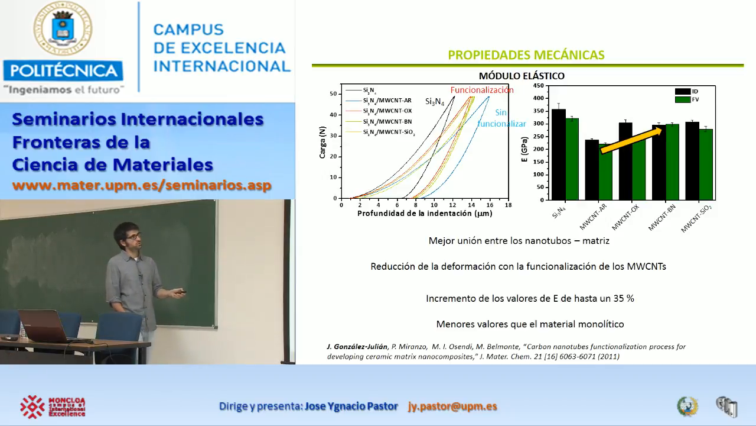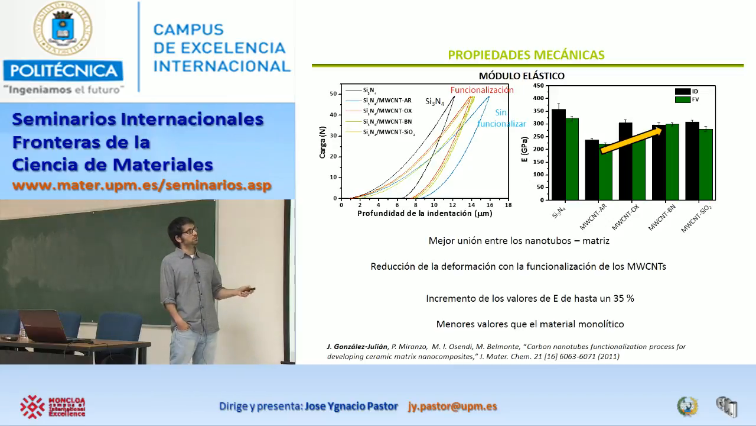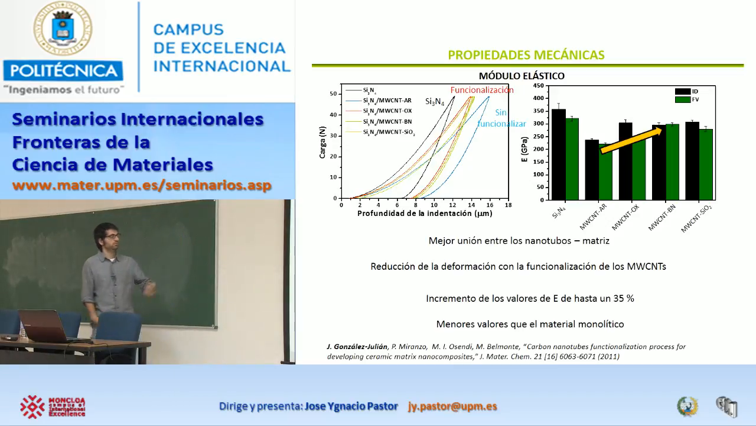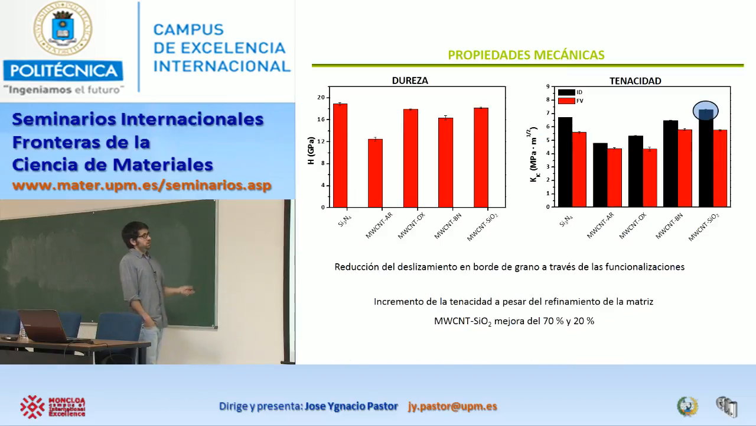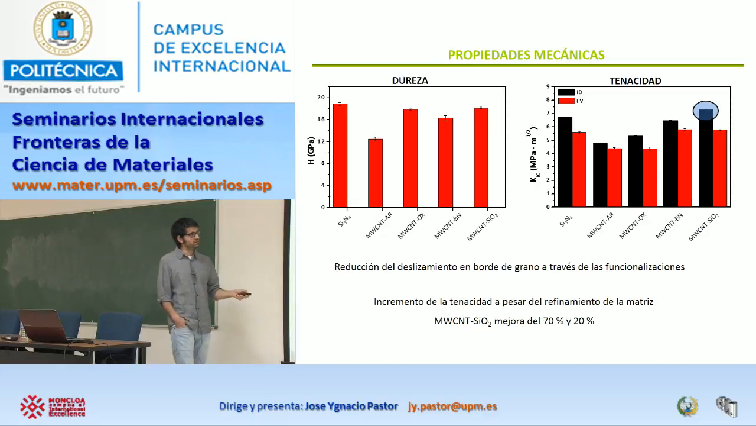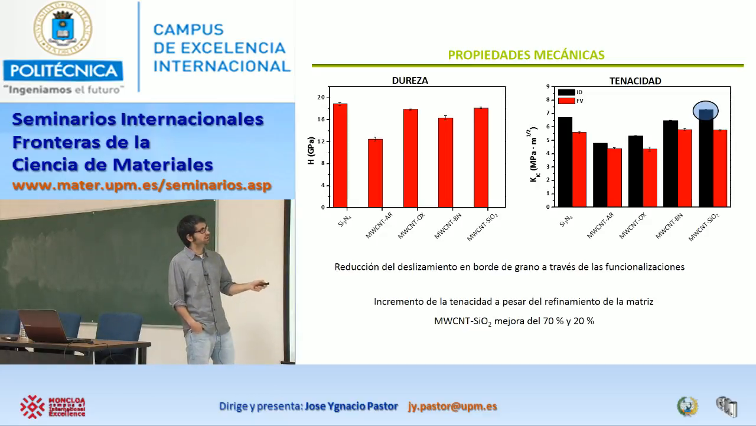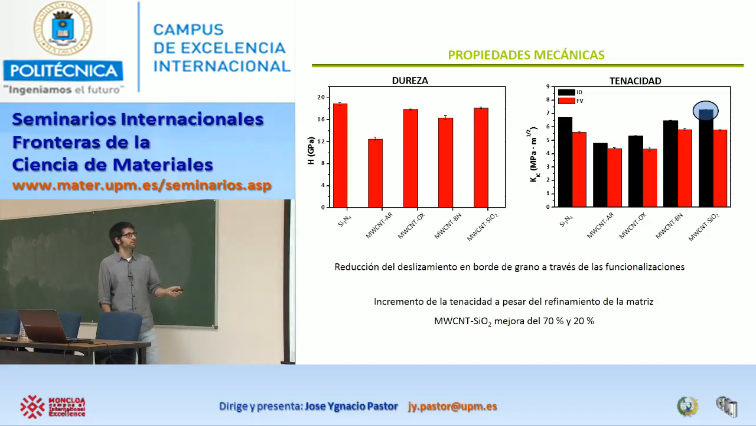Here, we measured by two different techniques: indentation and vibration frequency. The idea is that the elastic modulus improves, but not to the level of the monolithic material. However, for the hardness, the adhesion is now much better. We are only a little less than the hardness of the monolithic materials, and also in the fracture toughness. At the end, when the nanotubes are coated with silica, we produce this increase.